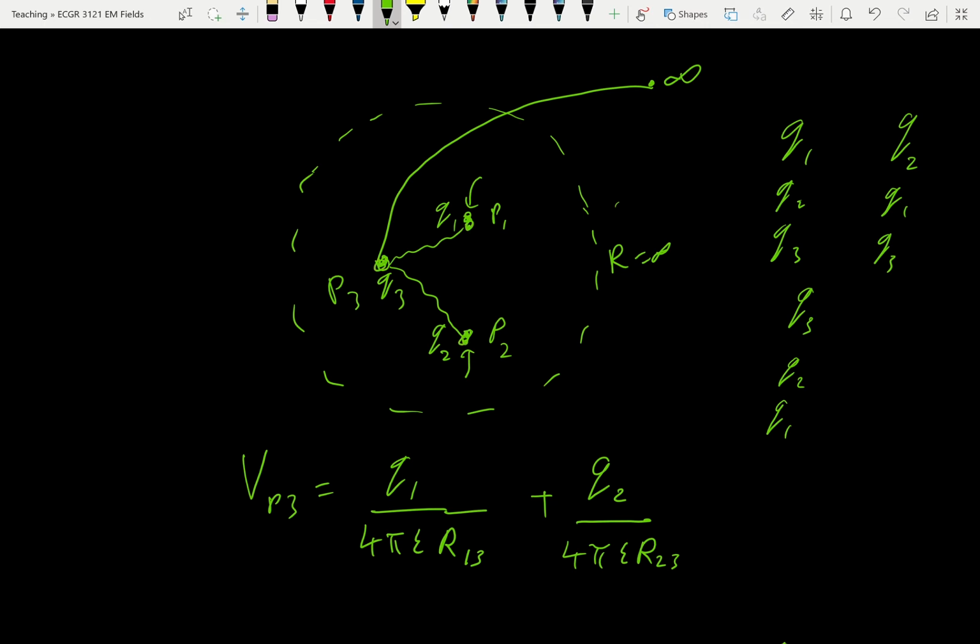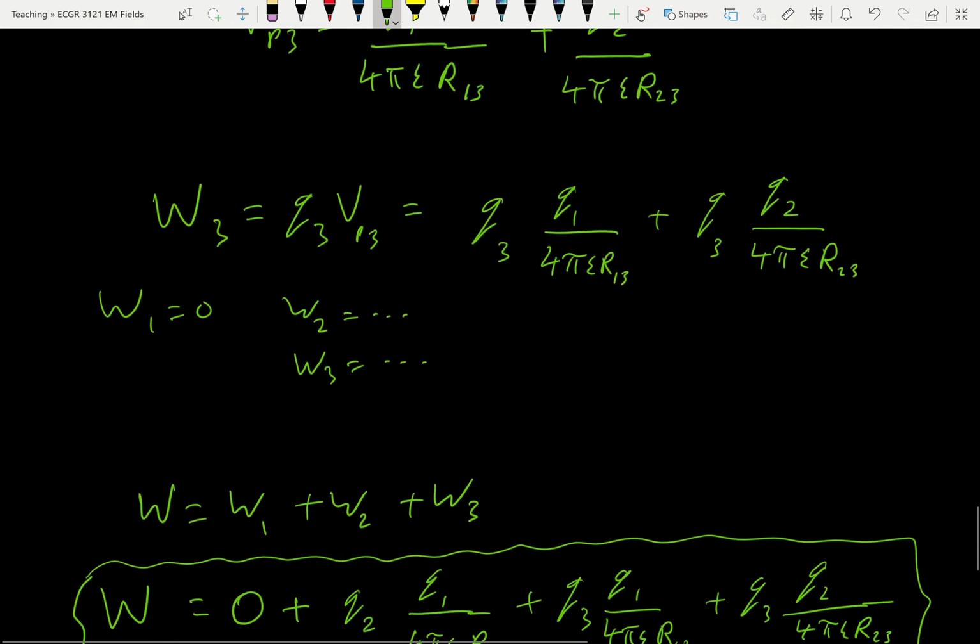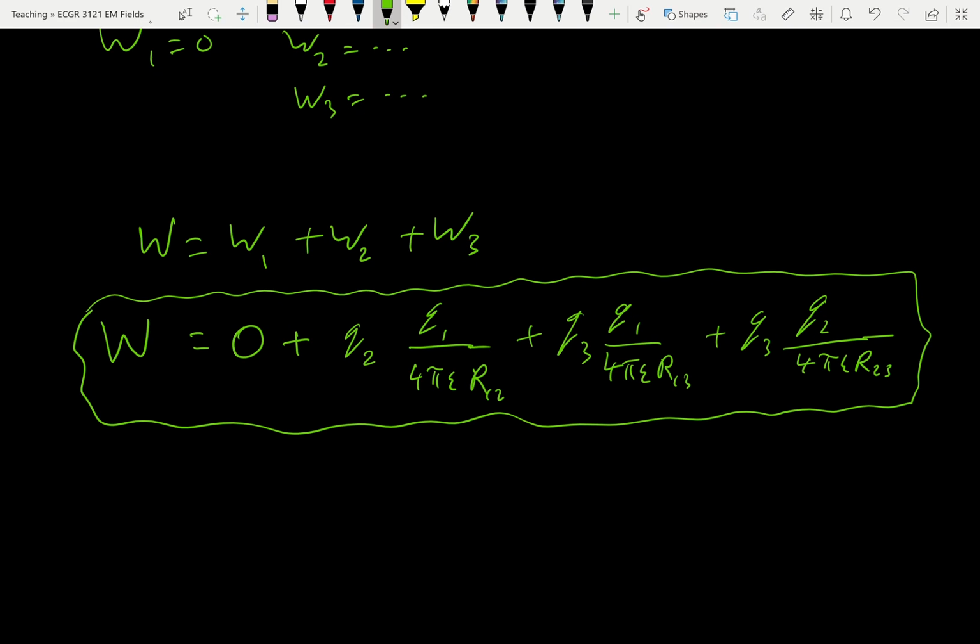it should not matter, right? So I should get the same W, even if I started with Q3 and then moved to Q2 and then moved to Q1. All right. So what does that mean? What happens if I do that?